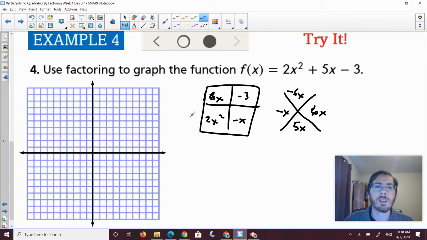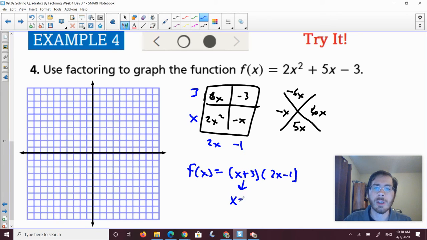We can do our GCFs. So 2x squared and x have a GCF of x. This is a GCF of 3. 2x squared divided by x is 2x. Negative 3 divided by 3 is negative 1. So we get f of x is x plus 3, 2x minus 1. So if we use the zero product property, here we get x equals negative 3. So negative 1, 2, 3. Here we get x equals, well, we have to add 1, so that's going to be 1 divided by 2. X is equal to 1/2. So we can kind of estimate that right there.